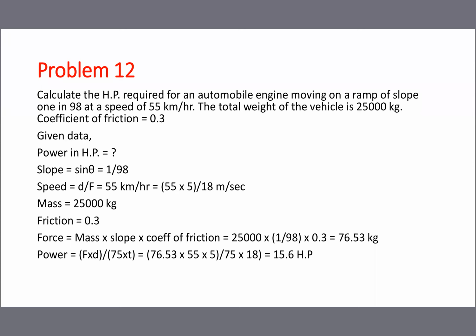Then distance is not separately given, time is also not separately given, but the speed is given, 55 kilometer per hour. So speed is available. Speed is equal to distance, sorry, printing mistake, d divided by t, time. So speed formula is distance divided by time. Convert 55 kilometer per hour into meter per second. The formula for conversion is 1 kilometer per hour is equal to 5 by 18 meter per second.